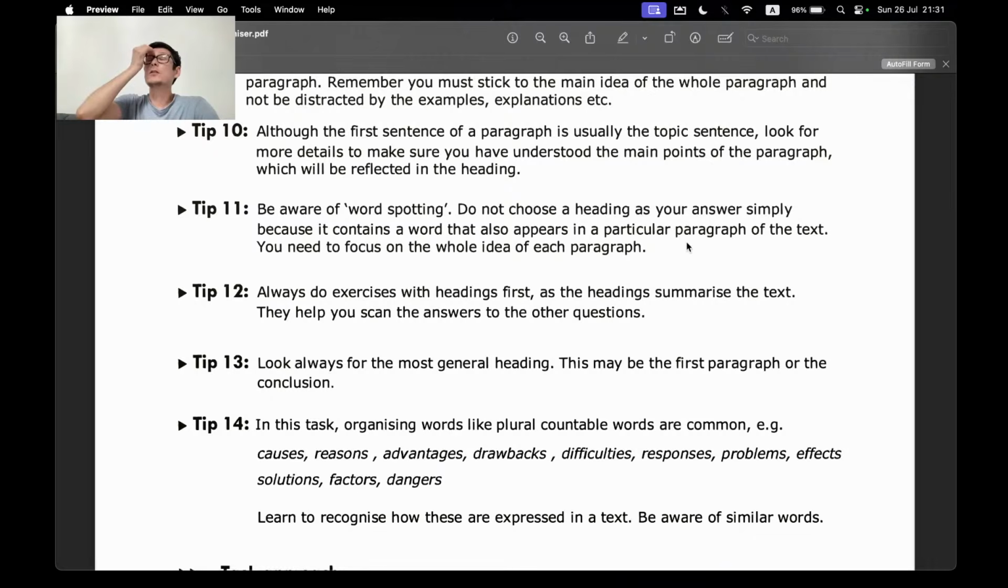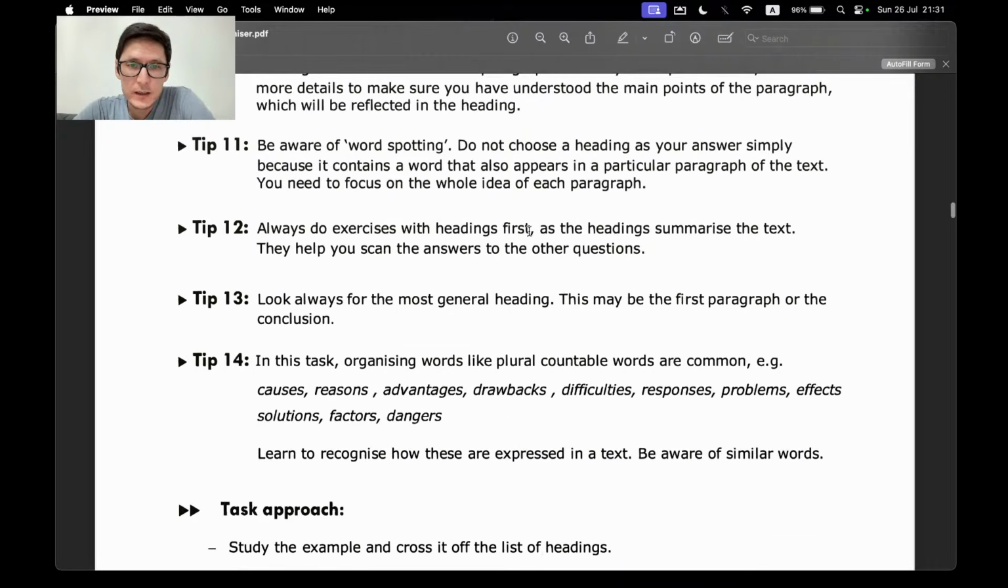So don't look for the words. For example, if the word in the option appears in the paragraph, that doesn't mean that this is the answer. You have to focus on the main idea of the paragraph. Always do exercises with headings first, as the headings summarize the text. They help you scan for the answers to other questions. While you are doing the matching headings, you will be prepared for other questions.